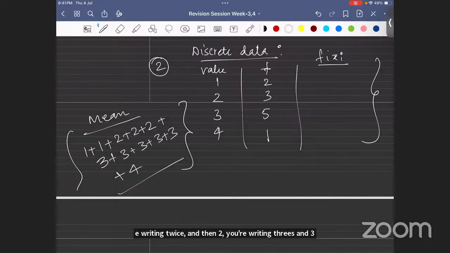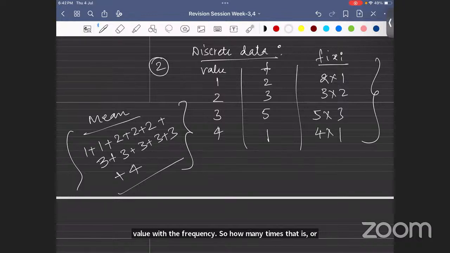So how many times is it occurring? Twice, so you will just be doing 2 into 1. Similarly, 3 into 2, 5 into 3, and 4 into 1. Okay, and then you will add them, because here also you are just adding all those values.